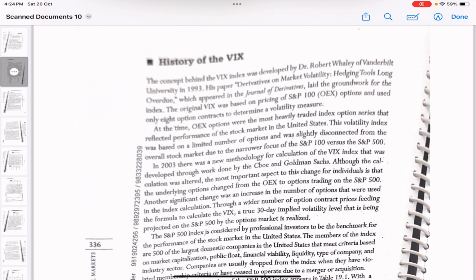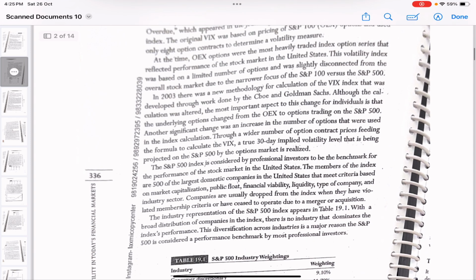The original VIX was based on pricing of S&P 100 options and used only 8 option contracts to determine a volatility measure. Obviously, that's not the same anymore. Now we use many more measures to create the VIX index, but this is talking about the first ever VIX index when it was developed, and OEX options were the most heavily traded, the most active options during that period of time, which is why they used the OEX options for this particular research.